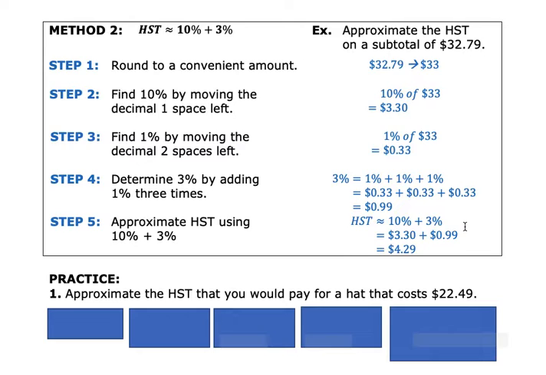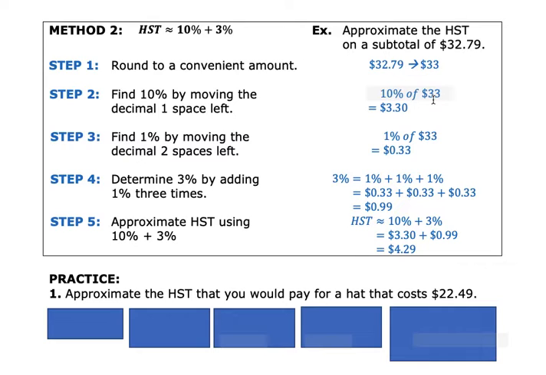Next, another method that is a little bit more challenging at times, but more precise, meaning closer to the actual answer. This approximation method uses 10% and then 3%. So we're going to approximate the HST on a subtotal of $32.79. Notice that the first two stages are exactly the same because we're calculating 10%. So we round to a convenient amount, the nearest dollar, and then find 10% by moving the decimal one space to the left. That will be $3.30.